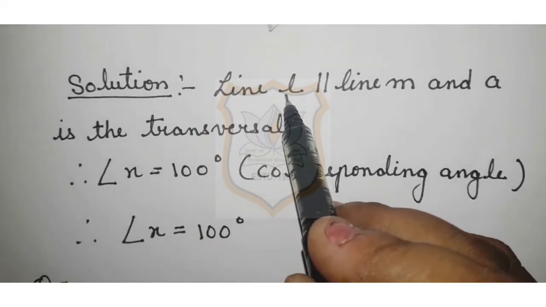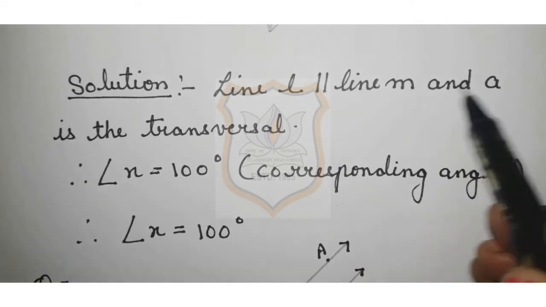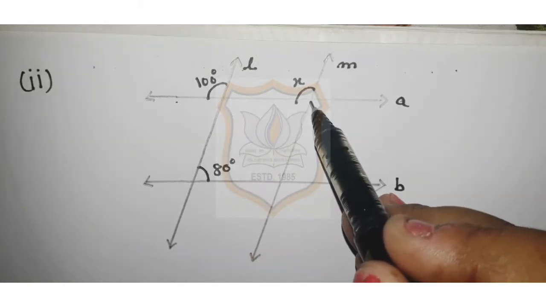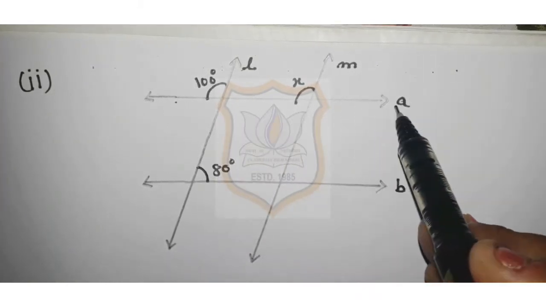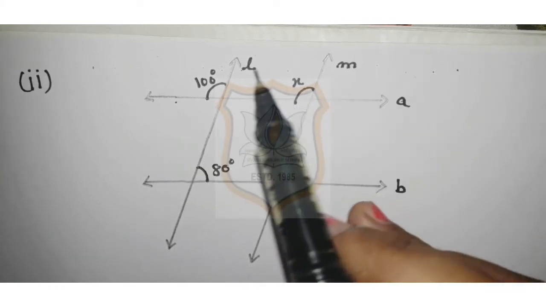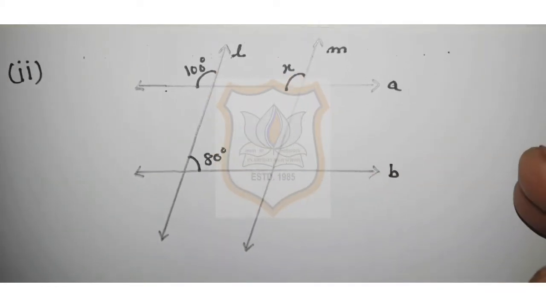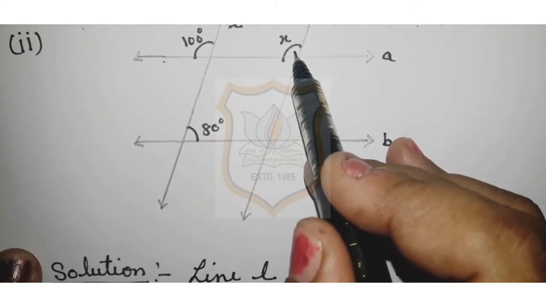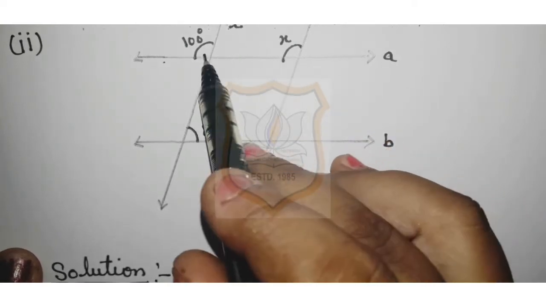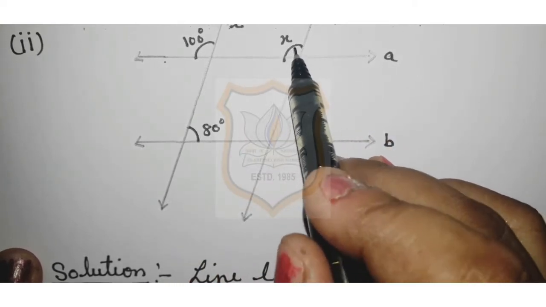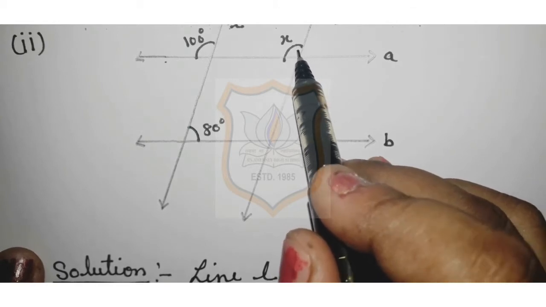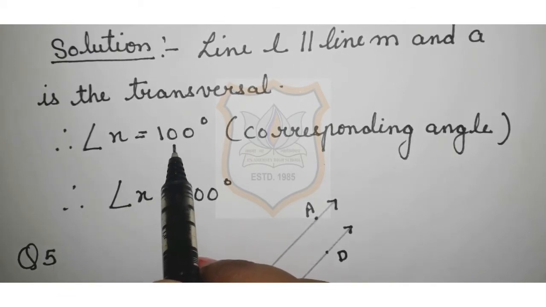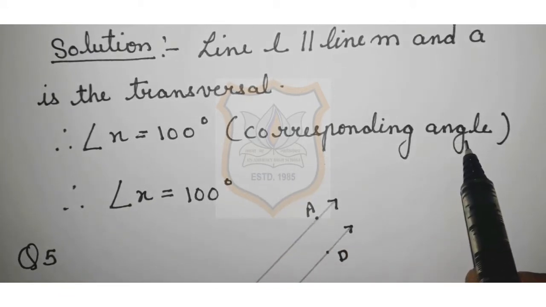Solution. Line L is parallel to line M and A is a transversal. See, line L is parallel to line M and this line A is the transversal. So if the measure of this angle is 100 degrees, then this is also 100 degrees, because both of them are corresponding angles. So the measure of angle x is equal to 100 degrees. See, angle x is equal to 100 degrees because they are forming corresponding angles.